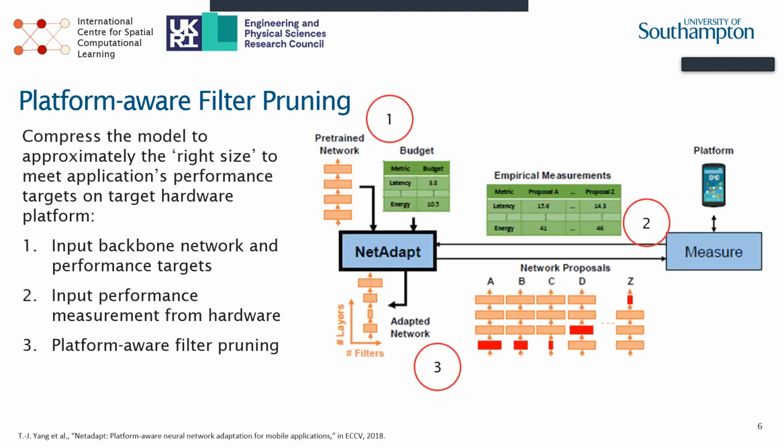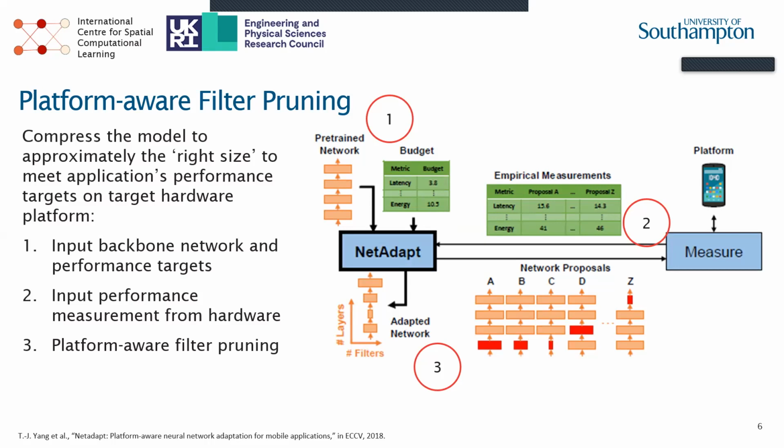Now here I give you an example of how this process works. This is a paper called NetAdapt from MIT. Basically this system has three components, right? The first component is the input network backbone and the performance target of the application. The second component is the performance measurement, like latency measurement and energy measurement from real hardware. And we use this measurement as the feedback to the system.